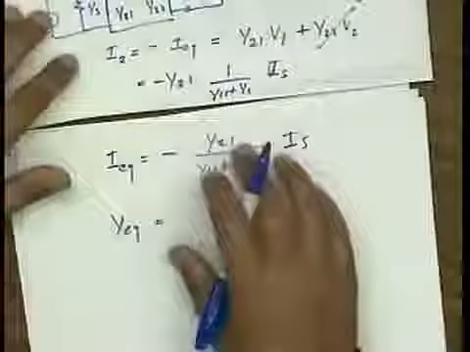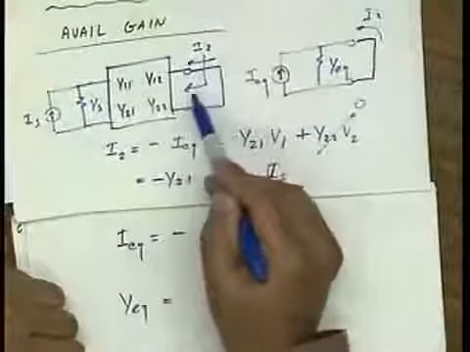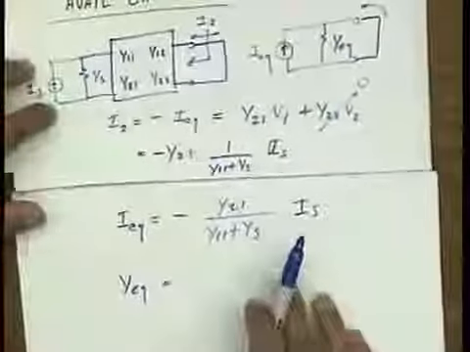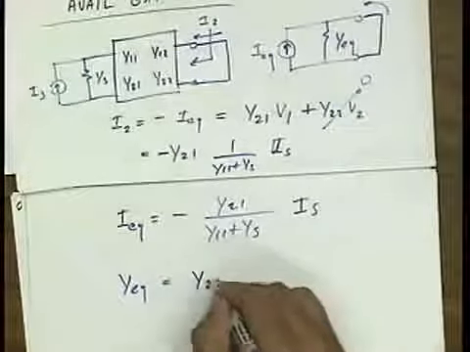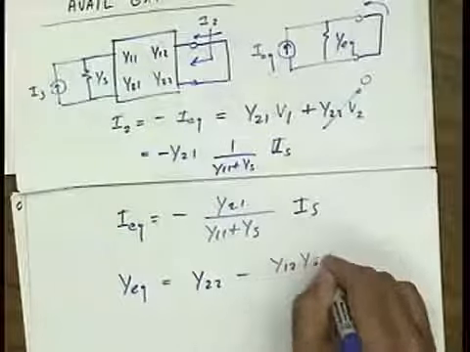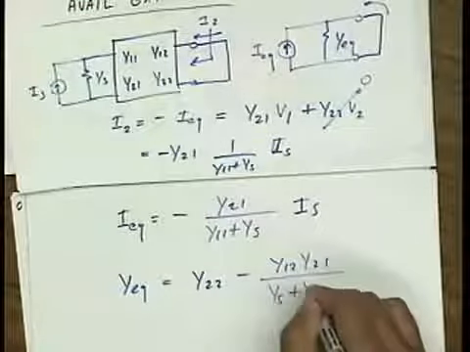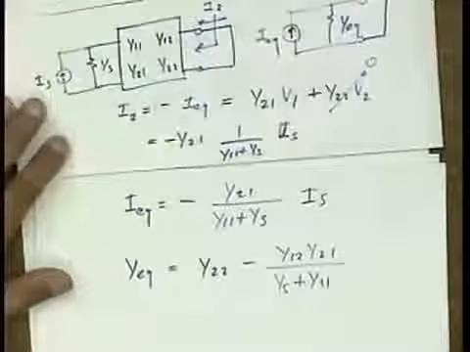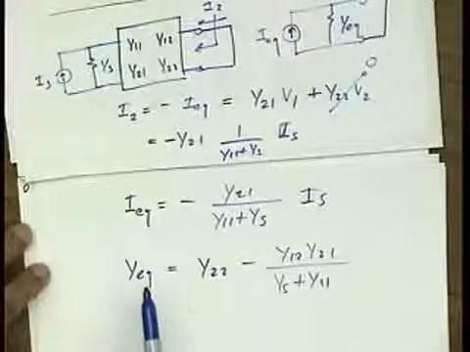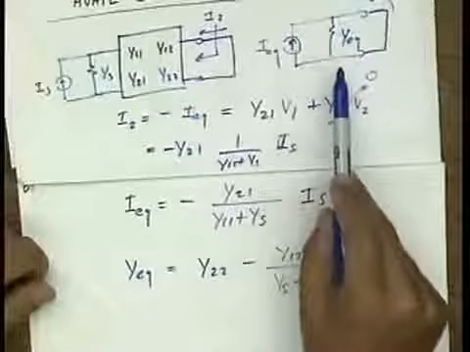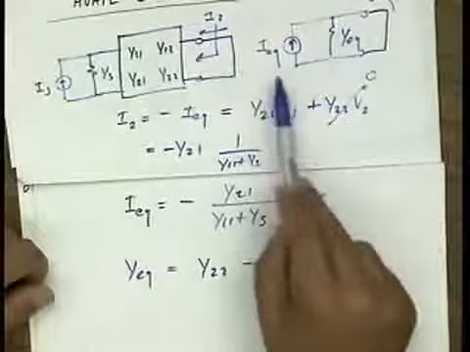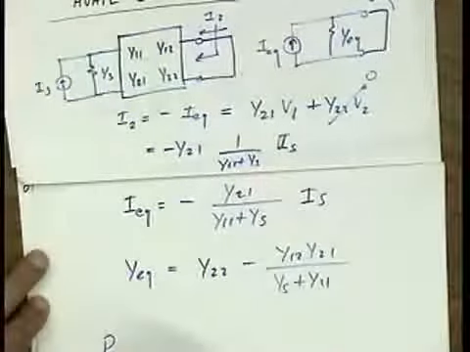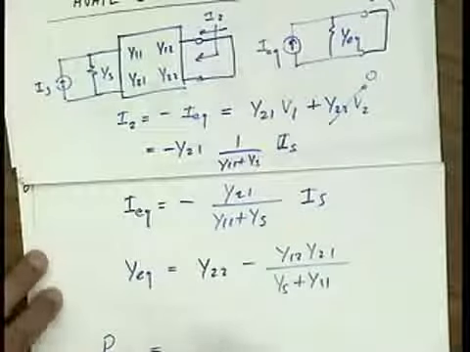is simply the admittance looking into here. So we've already calculated that. There's no need to recalculate it. That's simply Y22 minus Y12 Y21 divided by YS plus Y11. Okay, so now that I have the equivalent circuit here, I know what the available power is from this network, so I can write down the available power gain.